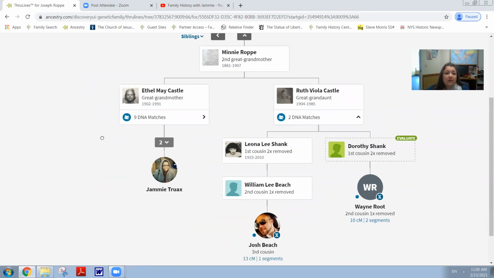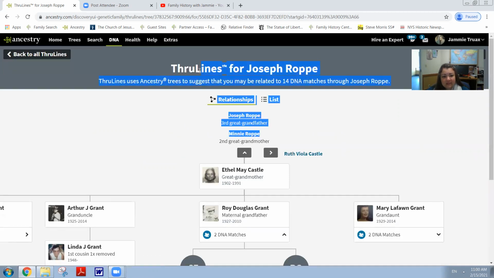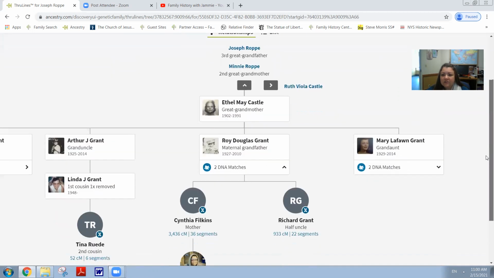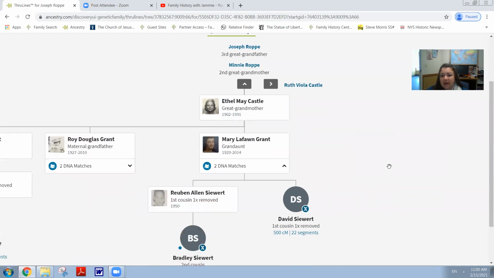So I'm going to go back over to my great-grandmother here. There's 9 DNA matches. So let's click this. She had my Aunt Mary right here, 2 DNA matches through my Aunt Mary. This is my Uncle Reuben. And I am so sorry, that's my cousin Reuben. She married a Reuben. So this is Reuben Jr. I have 2 DNA matches.